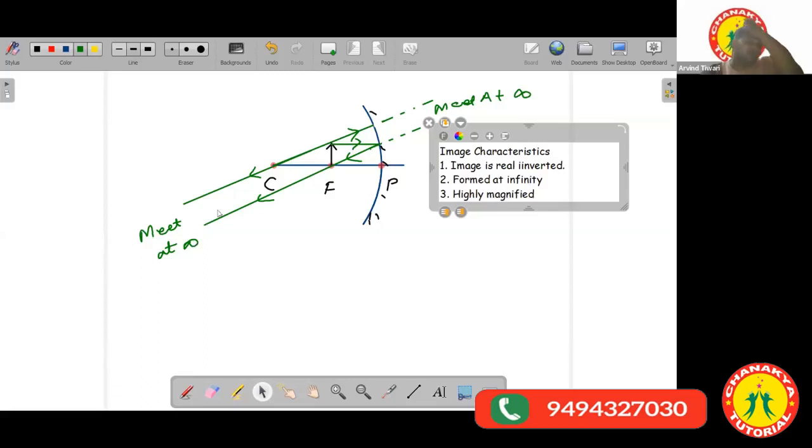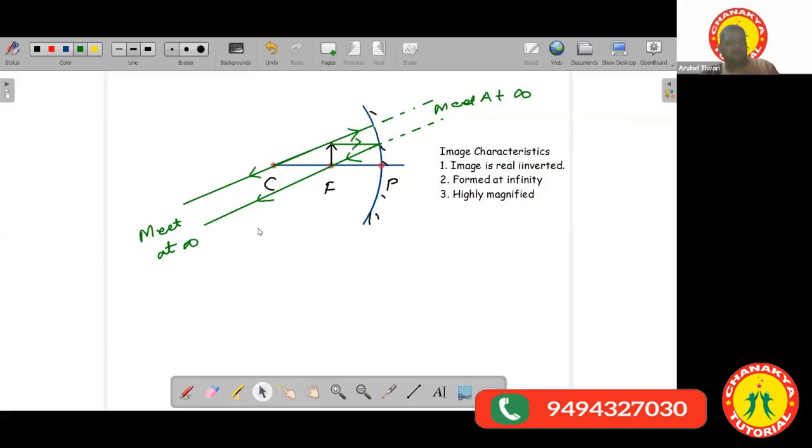We assume that it may happen. We can't say that they are not meeting. In our vision, we observe that they are not meeting, but it may happen that they are meeting at infinity. So if they are meeting at infinity, we will call this image real and inverted. Whenever a real image is formed, it will be inverted. Where it is formed, that is at infinity and highly magnified. So we cannot see the image because it's very magnified.